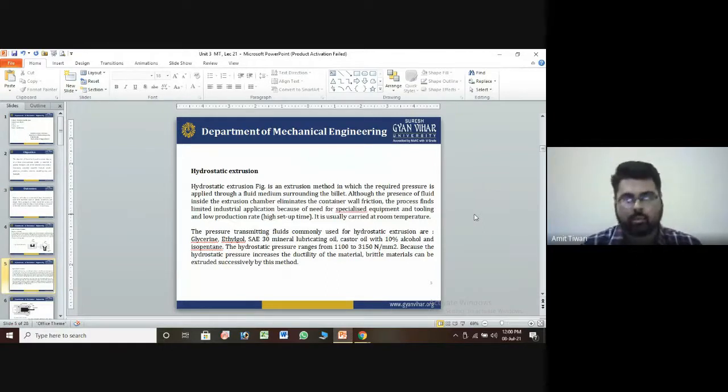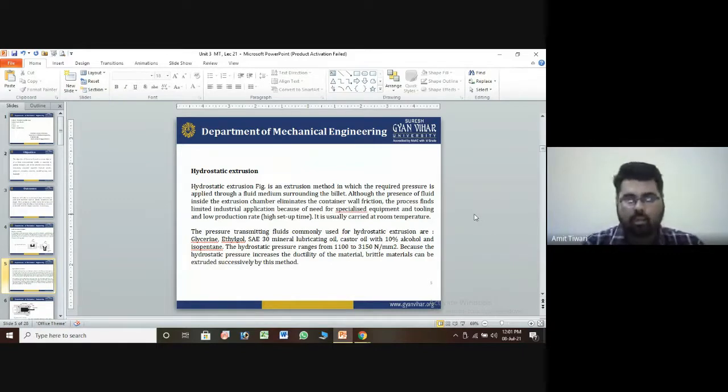Because of the presence of fluid inside the extrusion chamber, the container wall friction is eliminated. These are some benefits. Hydro means liquid, so the fluid is used for applying pressure on a particular area to increase the length or to extrude the part we want to create. A high pressurized liquid is required for the operation.